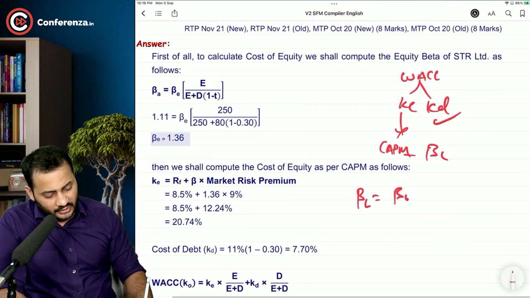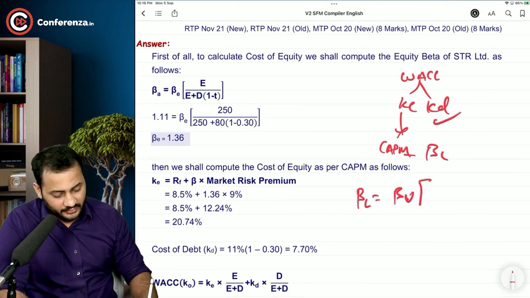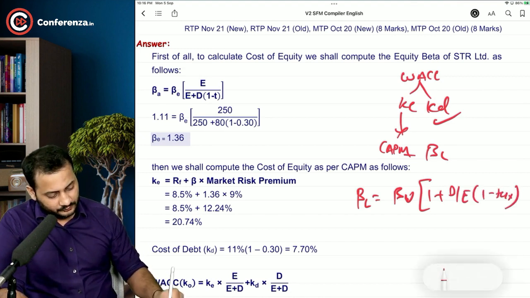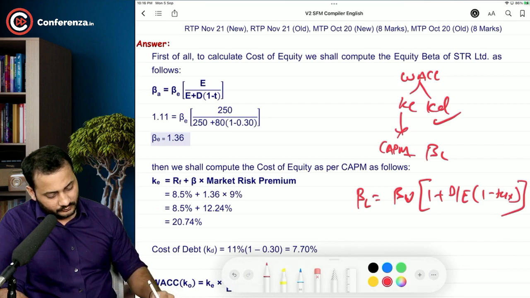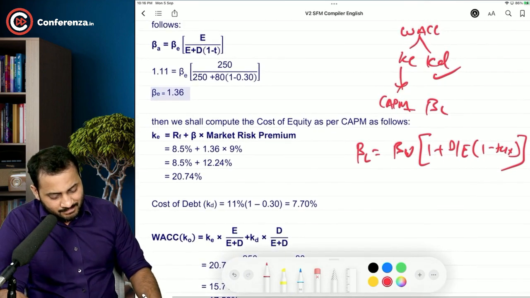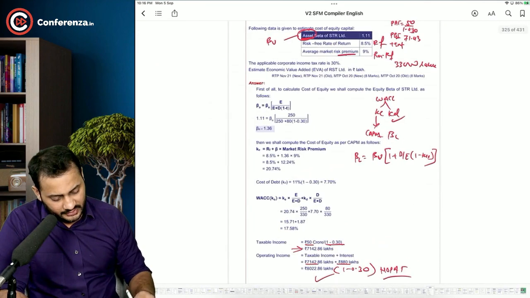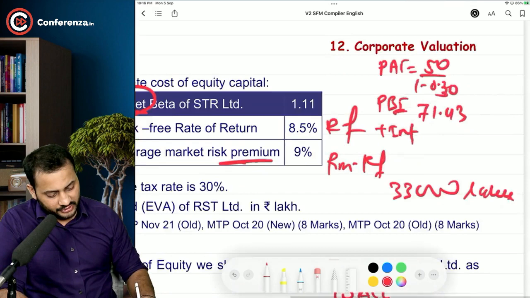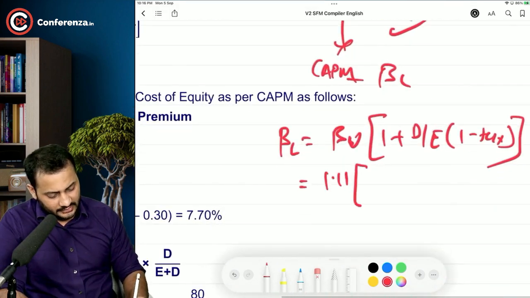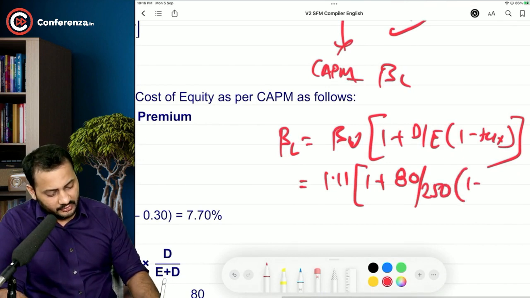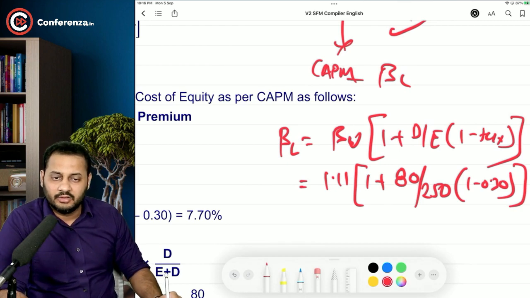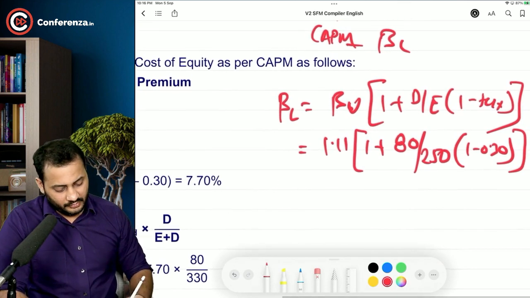Levered beta is equal to unlevered beta, whatever we have learned in the concept, times 1 plus debt equity ratio into 1 minus tax, right? So unlevered beta is given in the question as 1.11. We will keep it like this. 1 plus, how much is the debt? 80. How much is the equity? 250. 1 minus 0.30. That's it. Debt equity 80 by 250. Calculate.